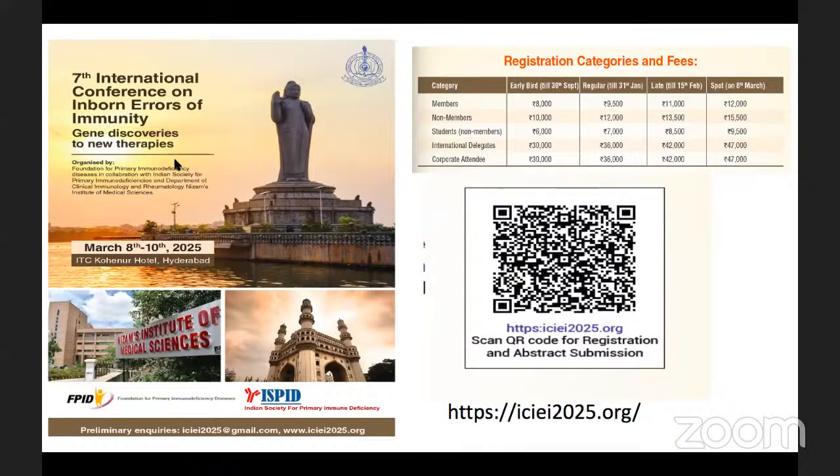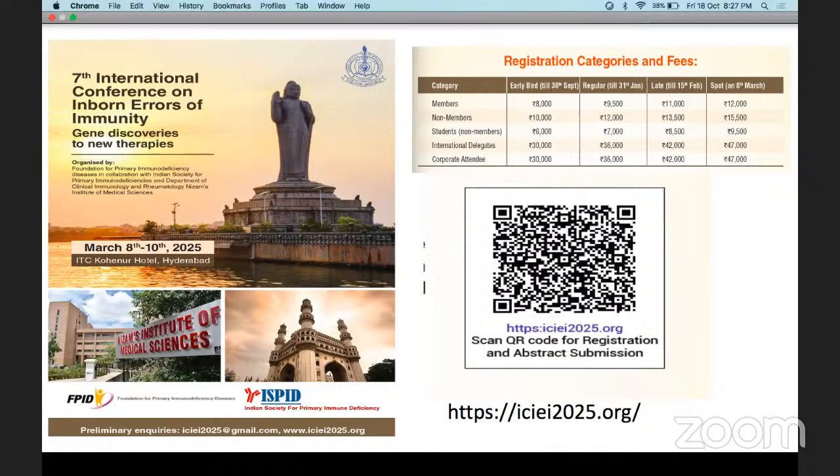Next question is to Dr. Amrita. What is the significance of the association of Bombay blood group and LAD2? Why is it mentioned in LAD2?